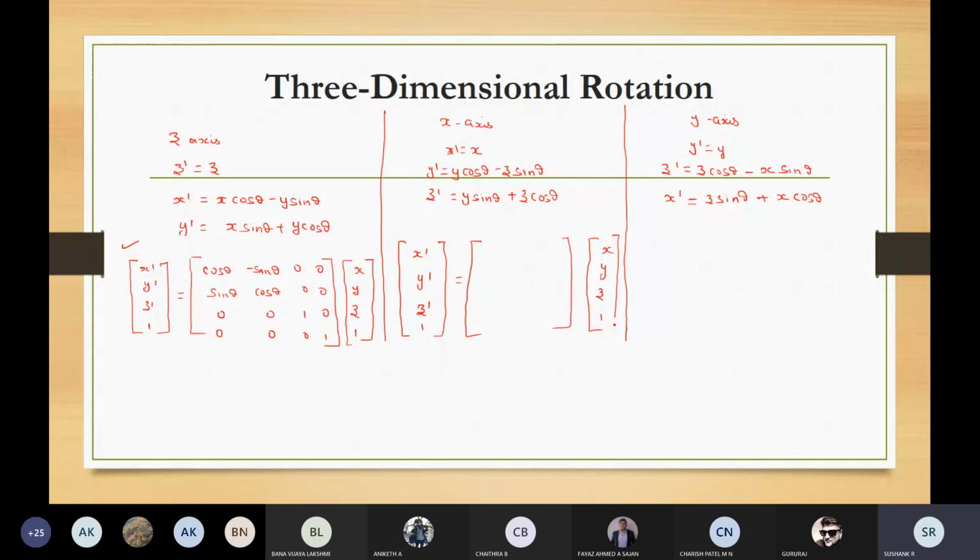So when looking along the x-axis, x dash will be equal to x, y dash is equal to y cos theta minus z sin theta, and z dash is equal to y sin theta. So this will be 1. The other parameters will be 0, 0, 0. So x into 1 you will get as x dash. I'm writing some values so that it will match here. And for this it will be 0, 0. 0 into x will be 0.